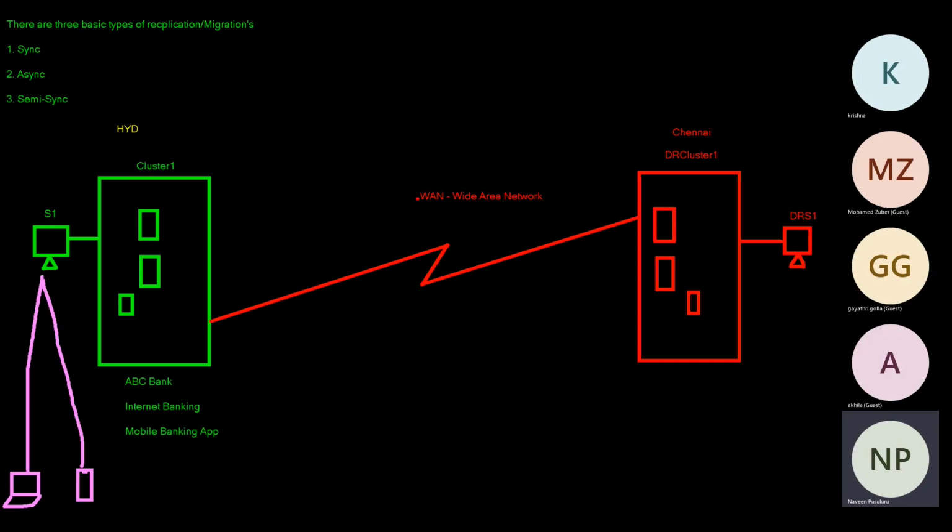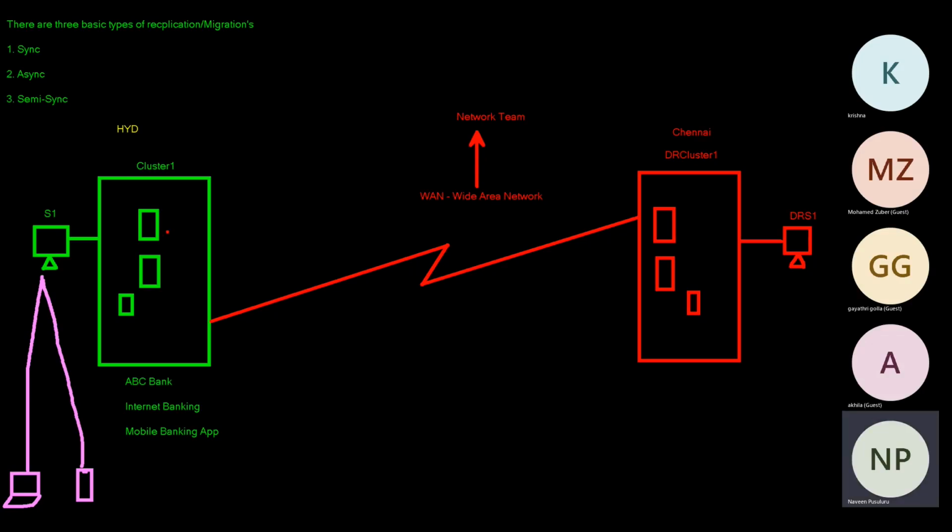We don't need to worry about the WAN, because it will be taken care of by the network team. The network team will maintain the WAN, so we are not responsible for that. And this WAN link is not only between these two storages, it is between two data centers. So you don't need to worry about that. The network team will manage it.